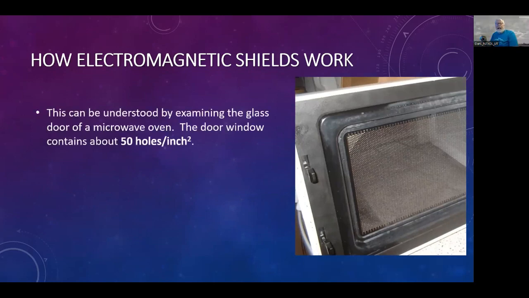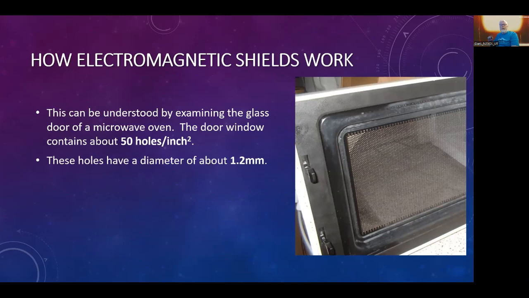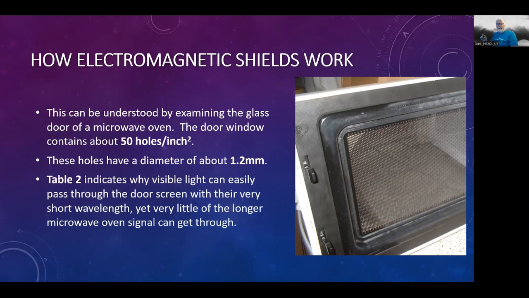If you look at the glass door of a microwave oven, you see a lot of teeny holes. How many people have ever wondered why you're not getting zapped when you're watching your food getting zapped? The reason is the size of the holes. So the holes are about 1.2 millimeters, and there's about 50 holes per square inch. The table that I'm going to show next describes why we can see our food cook without our face getting cooked.